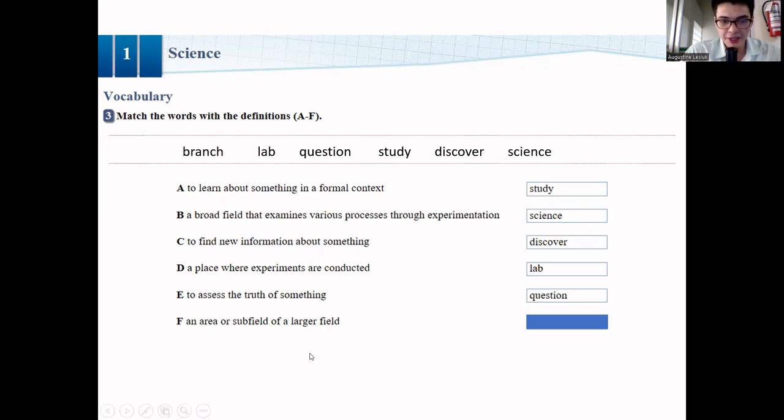Lastly, an area or subfield of a larger field. We call that a branch. So physics, biology, chemistry, all of these are branches of a larger field we call science. All right. So all these, physics, biology, chemistry, they're all subfields of science. All right. So these are the answers to this section.